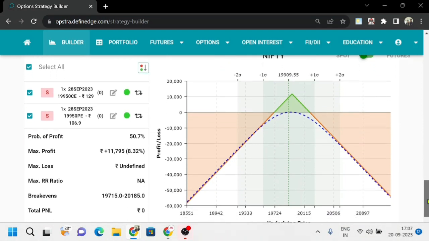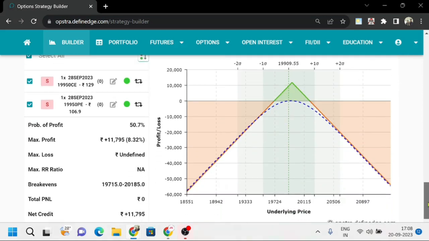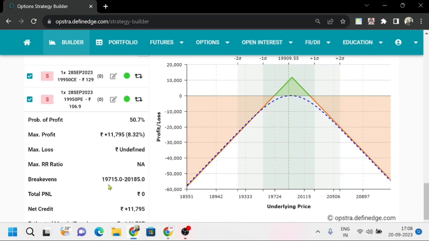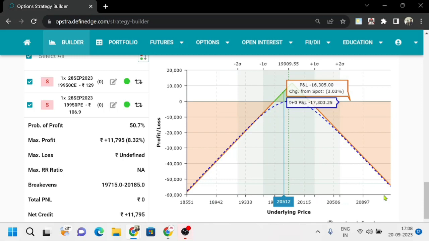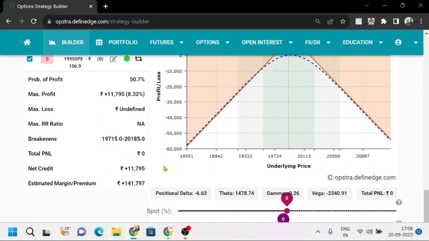Now see, the maximum profit is 11,795, where only when the market settles at 19,943 at the time of expiry. What is the breakeven? Breakevens are 19,715 on the downside and 20,185 on the upside. These are the breakevens. Now the net credit you are getting is 11,795. That is your profit.